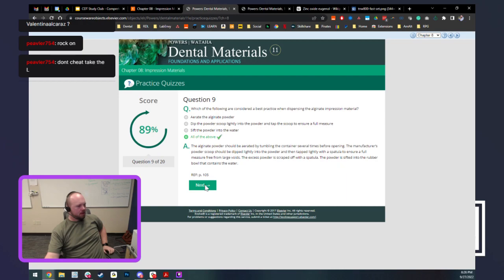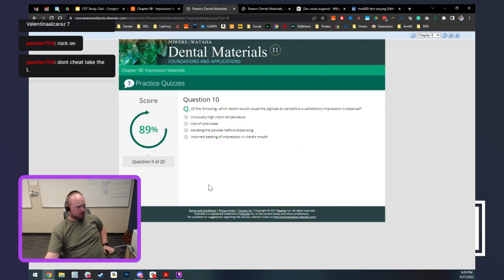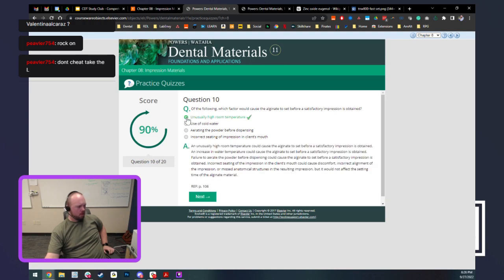Question number 10. Of the following, which factor would cause the alginate to set before a satisfactory impression is obtained? Unusually high room temperature would decrease the relative humidity. Use of cold water. Aerating the powder before dispensing. Incorrect seating of impression in client's mouth. So it's either a high room temperature or use of cold water. And I'm going to go with high room temperature. Boom.